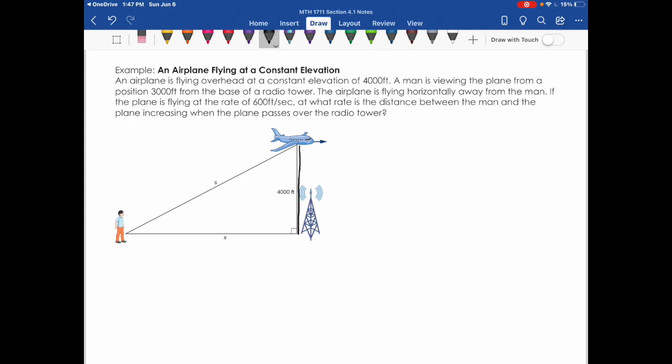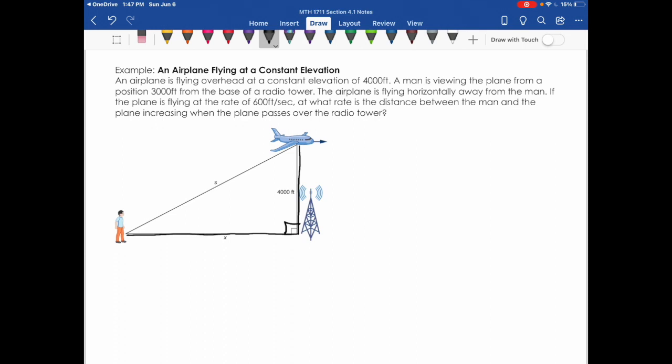The object's height above the ground is measured as the shortest distance between the object and the ground. The line segment of length 4,000 is perpendicular to the line segment of the distance between the man and the tower. So we're going to assume that this is a right triangle. Now, that's step 1. Step 2 is to identify what's changing in the problem, what we need to know, and what we're given in terms of the variables that we defined. So we're going to use the variables that are in this picture.